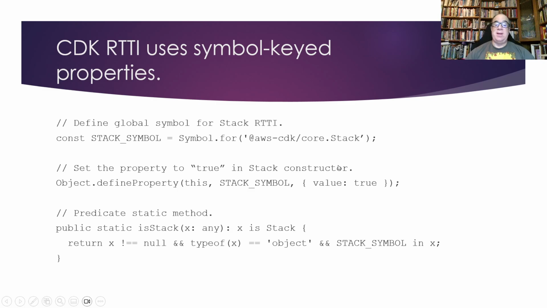And they do that pretty early on so that if any of the code that they call wants to call stack.isStack, that'll come back as true. And they have the Stack.isStack method. I have that copied in here. It basically just says, do I have an object, and does that object have the stack symbol? And if it does, then it's a stack, because that's a symbol that belongs to the CDK.